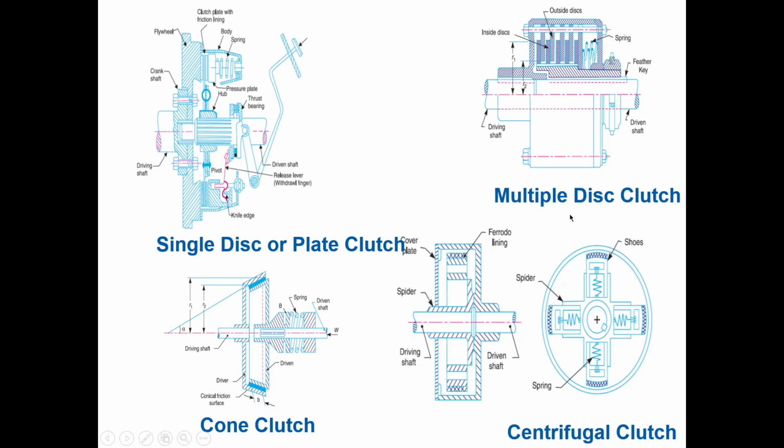Here we can see multiple disc clutches. Multiple disc clutches are getting more common now, in the form of dual clutch transmission, DCT. Cars like Hyundai, Kia, Tata Altroz, and Volkswagen have the dual clutch transmission system. Cone clutches are particularly meant for F1 Formula race cars, and centrifugal clutches are designed for lawn mowers, and where high torque is required, centrifugal clutches are being used.